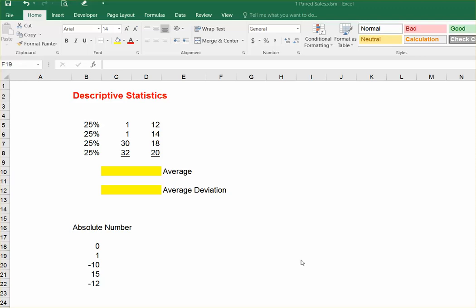Hello, this is David, and in this video, we're going to cover a little bit of descriptive statistics, very simple things like the average and the average or mean deviation. We're going to talk a little bit about absolute numbers. We're going to think about the correlation between number sets and the slope of a line.